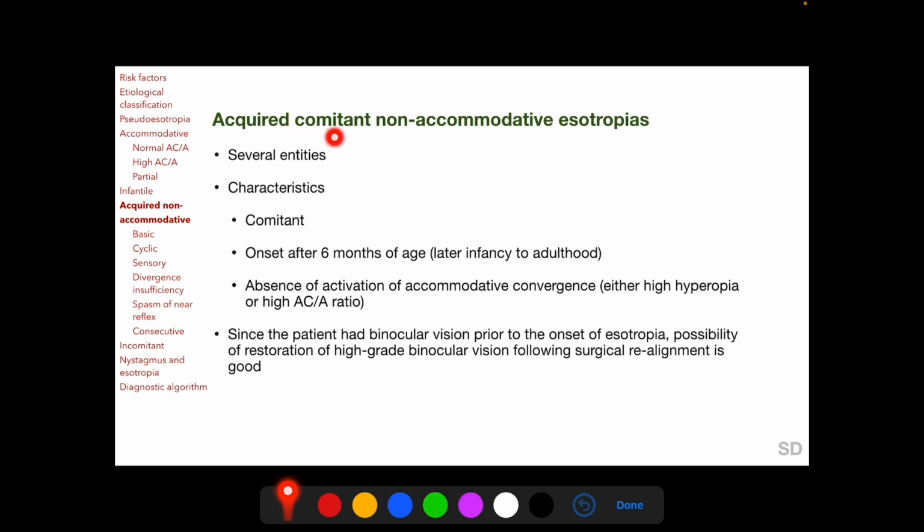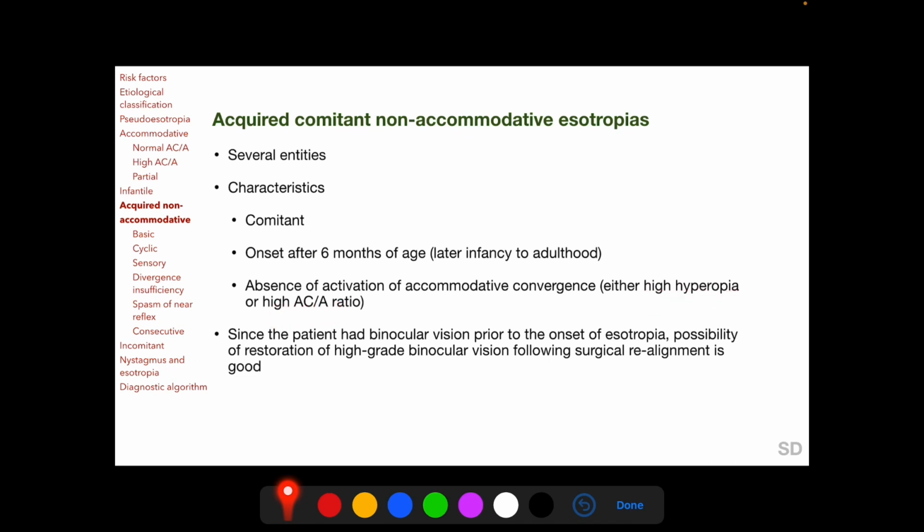In acquired comitant non-accommodative esotropias, we have several entities, and these are characterized by being comitant, that is, the deviation measurement is the same in all positions of gaze, onset after 6 months of age, which includes a period from later infancy to as late as adulthood, and absence of activation of accommodative convergence either due to high hyperopia or a high AC/A ratio.